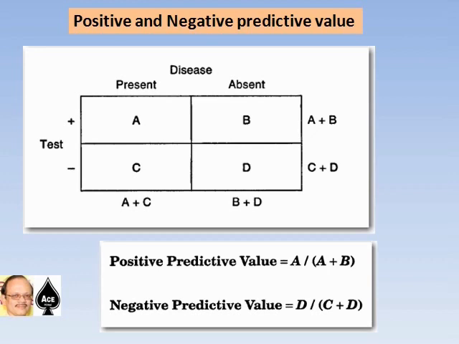And what is the positive predictive value? The test is positive in A out of A plus B. So positive predictive value is A by A plus B. And how many people had a negative test? C plus D, of which true negative was D. So D by C plus D is the negative predictive value. This is easy to understand. Don't confuse it with the previous equations which I told you about, the specificity and sensitivity.